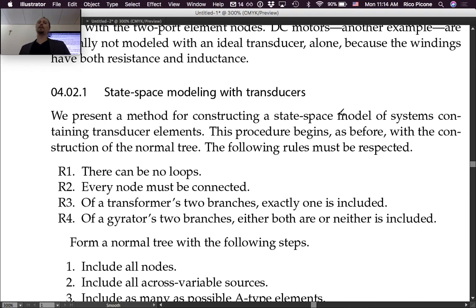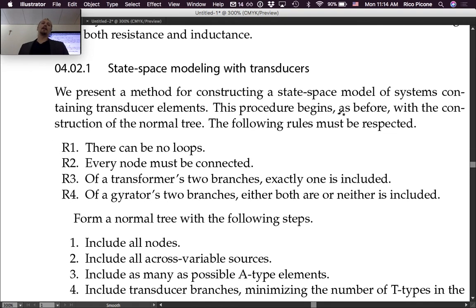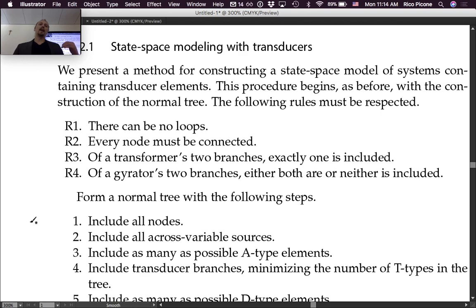The following rules must be respected. There are 4 rules now. The first 2 are the same as the 2 rules that we had previously. So R1, the first rule, is there can be no loops, same as before. R2, every node must be connected. So the normal tree is exactly the same so far. And then we have two more rules now, 3 and 4, that specifically talk about the transformer or the gyrator.